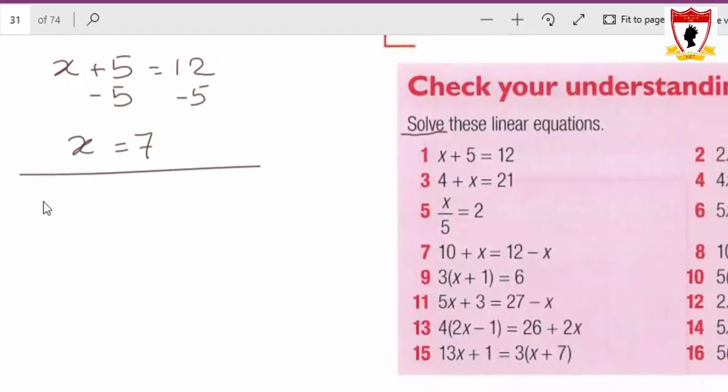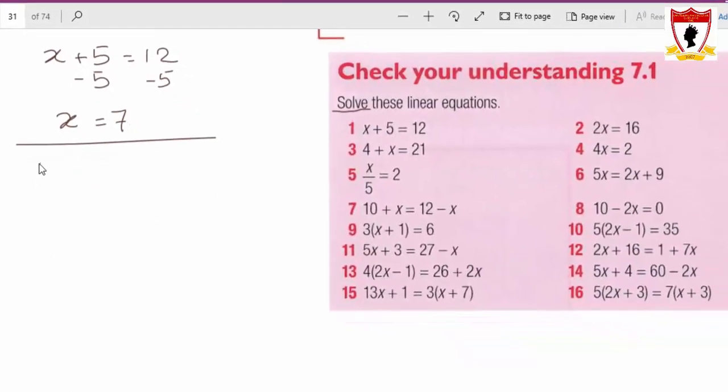Question 2, we have 2x is equal to 16. You can think like 2 times which number is equal to 16, or this 2 with the x is in multiplication. The opposite of multiplication is divide. So divide both sides by 2. Then this 2 will be cancelled. What's remaining here is only x. 16 divided by 2 is 8. This is the solution.